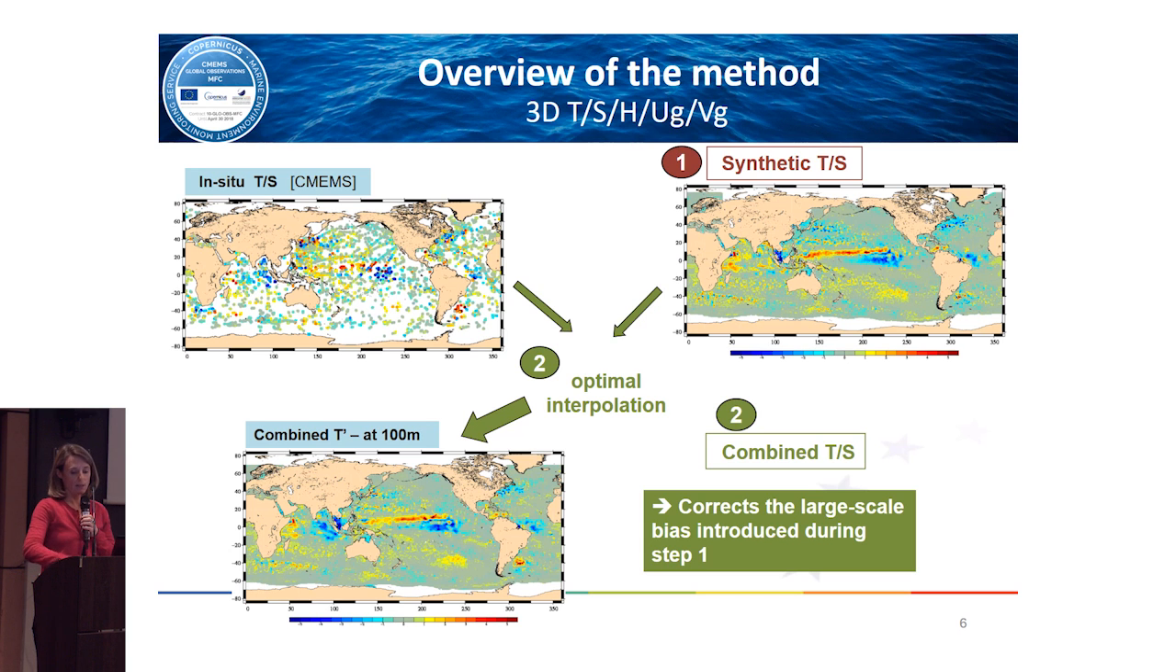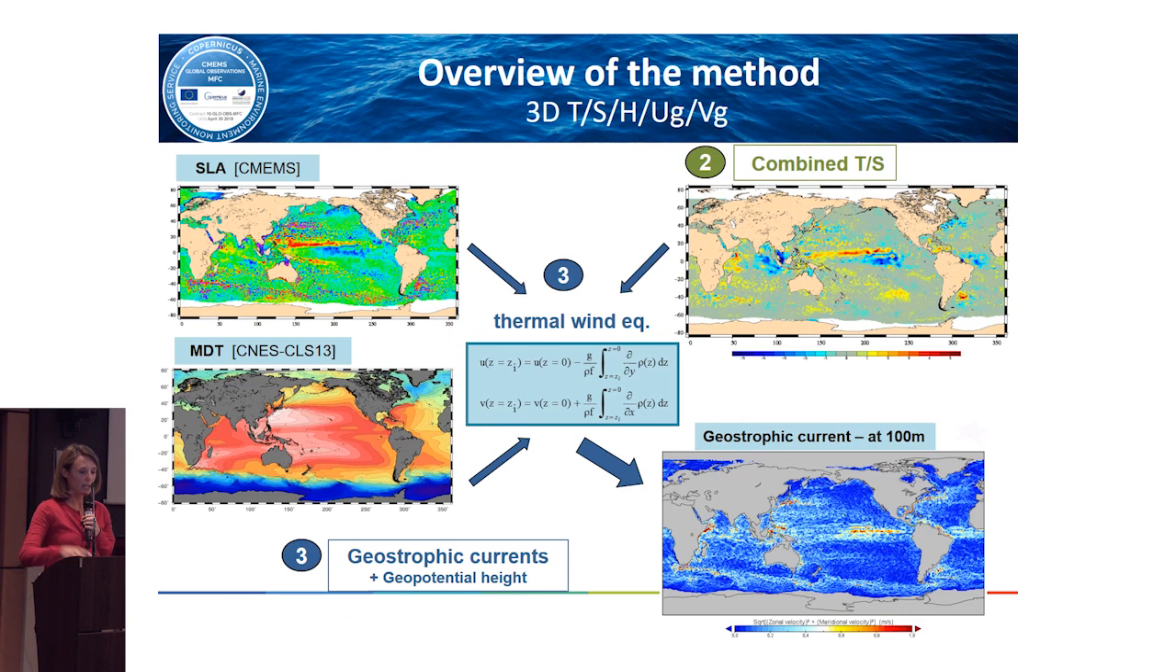And as I said, our method is a 3-step method, and during the third step, we use the thermal wind equation method to compute geostrophic currents. By combining the combined temperature and salinity field with estimate of sea level anomaly, again from altimetry, and an estimation of the mean dynamic topography. And then here you have an example of the geostrophic current at 100 meter depth.